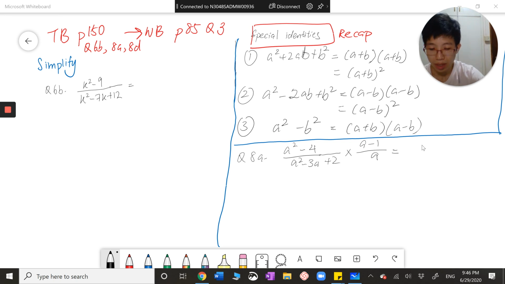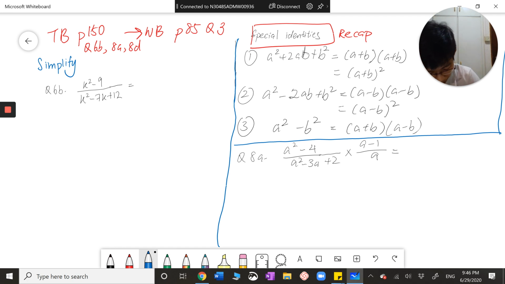Now let's look at question 6b. In this question, you can notice that the numerator can be factorized, and similarly the denominator can also be factorized. For the numerator, you can recognize that it's in the form of a squared minus b squared.